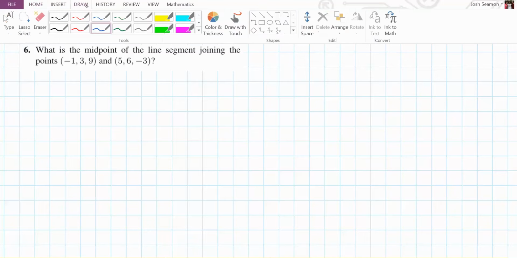What is the midpoint of the line segment joining the points (-1, 3, 9) and (5, 6, -3)? What do you have to do to find a midpoint? Average, yeah. Remember, I think I told you that when we're dealing in 3 dimensions, sometimes it's going to be something different.